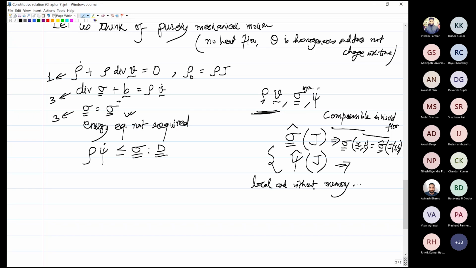Okay, so far so good for everyone. All right, so let's see how we can proceed. To begin with, how many functions do we have? We have 6 in sigma because we have assumed it's symmetric, and 1 in psi. So we have 7 unknown functions to begin with. And let's see how frame indifference and the second law of thermodynamics put restrictions.